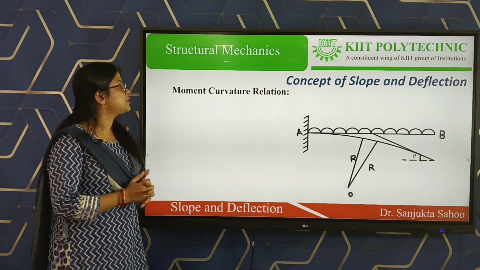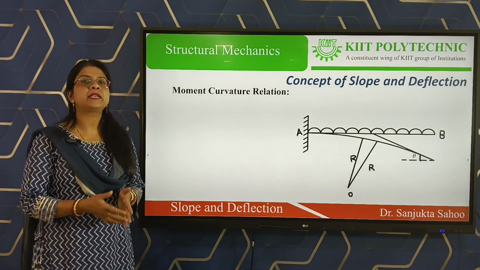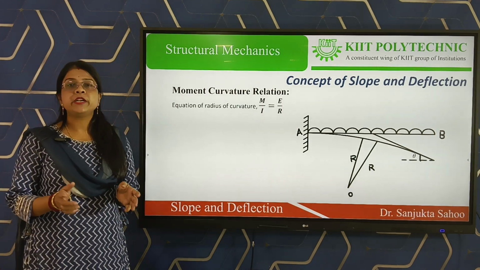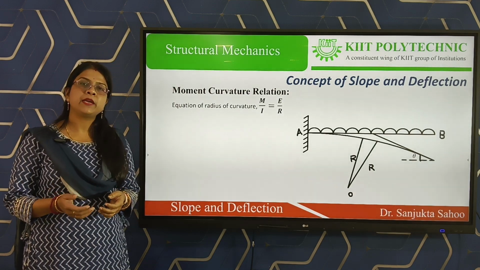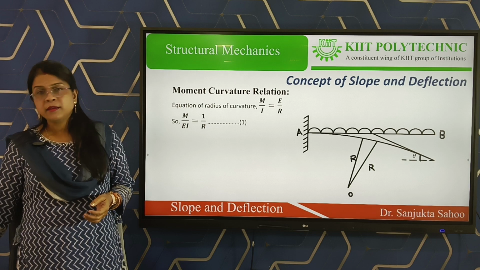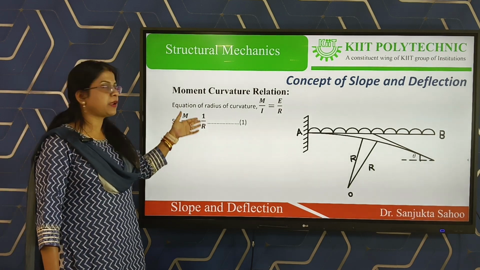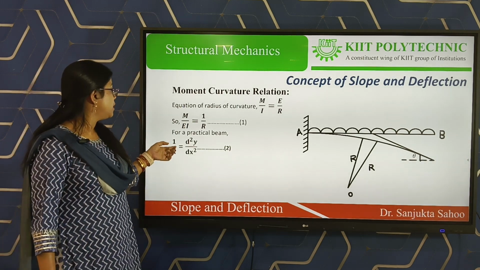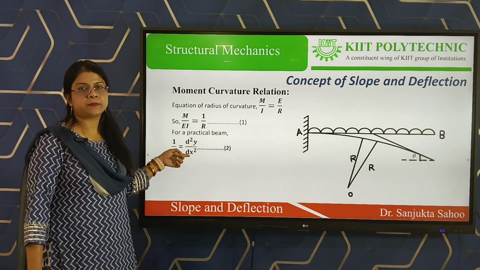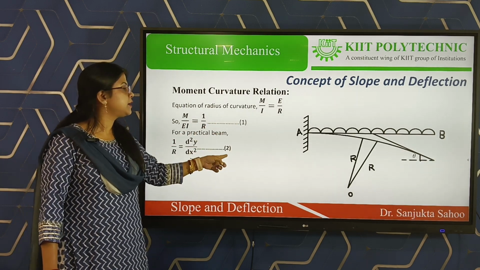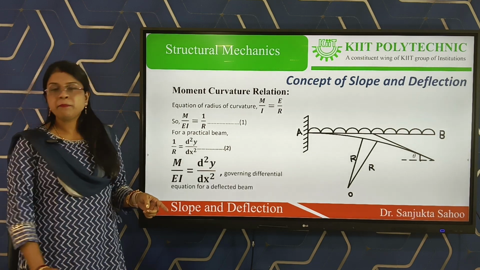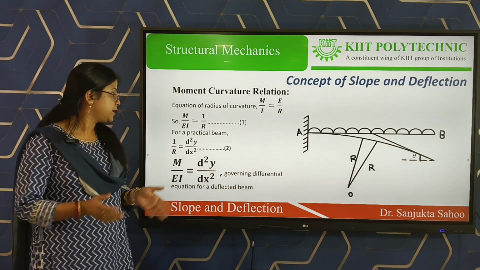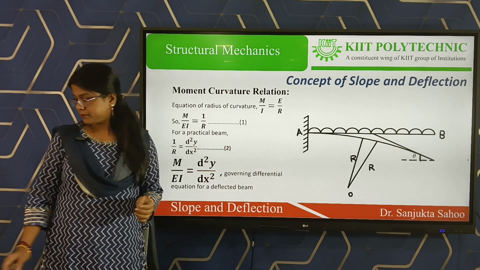Now, what is the moment curvature relation? We are not going to derive it completely, but we know the equation of radius of curvature is M by I equal to E by R, and from that we can get M by EI equal to 1 by R. But for a practical beam, we know that 1 by R is equal to d square y by dx square. So, equating equation 1 and equation 2, we get M by EI equal to d square y by dx square, which is the most important governing differential equation for a deflected beam.